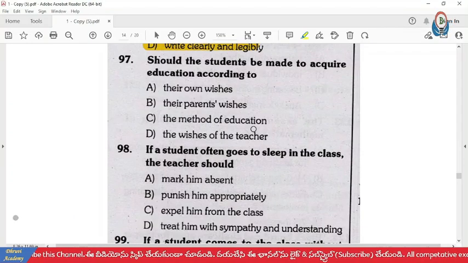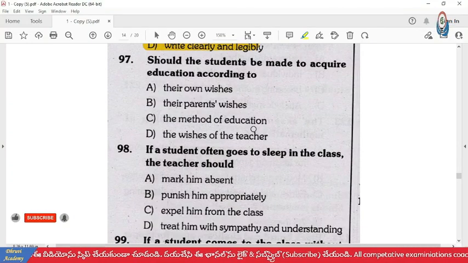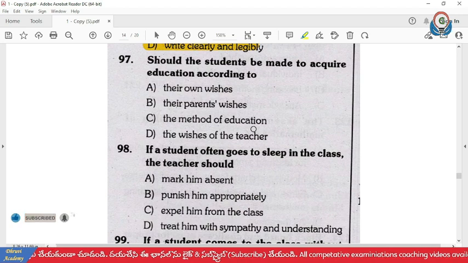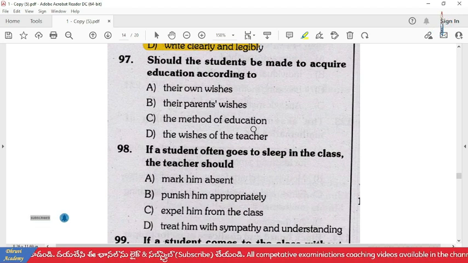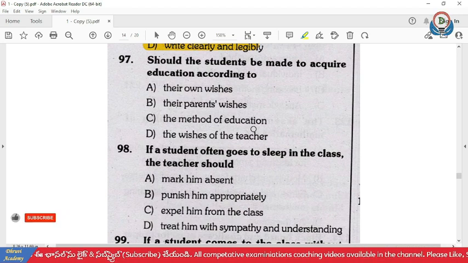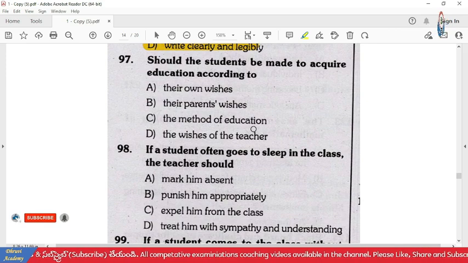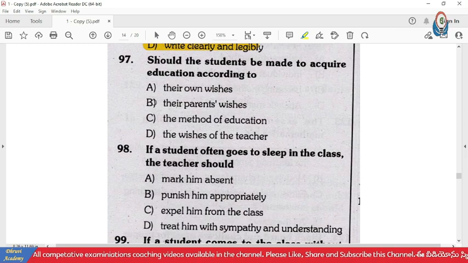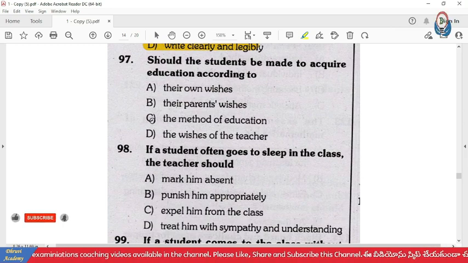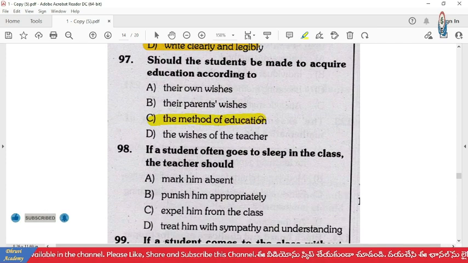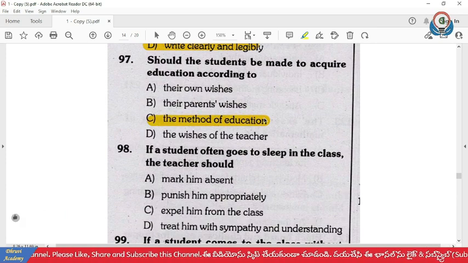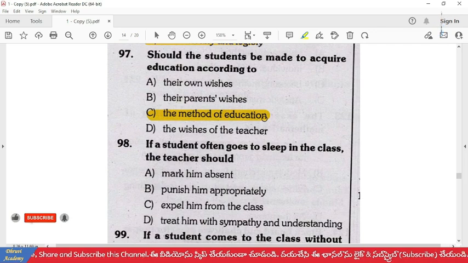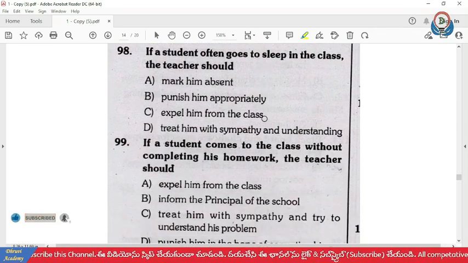Should the student be made to acquire education according to A. their own wishes, B. their parents' wishes, C. the method of education, D. the wishes of a teacher? Which is the right answer? The method of education. This is the right answer. The student should be made to acquire the education according to the methods of education.